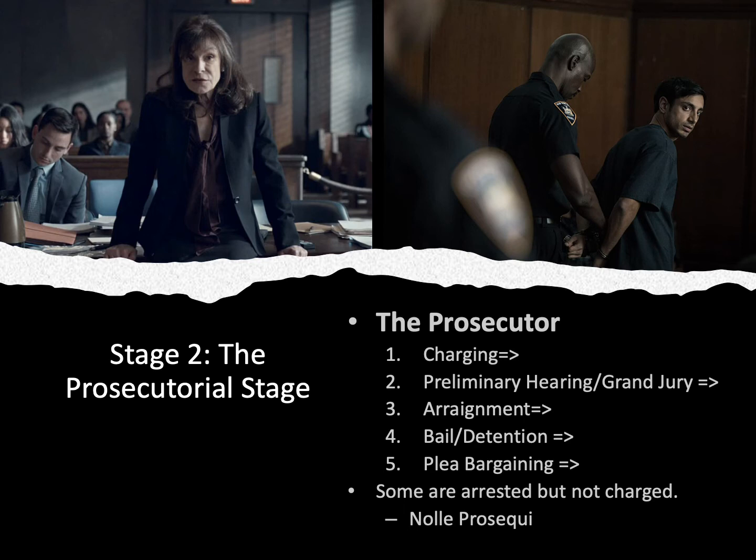If they don't feel that they have enough evidence, they might charge the person with a lower crime, second-degree homicide or manslaughter. Now, keep in mind at the bottom there, it says that many people are arrested, but they're not charged. And that's because the prosecutor has discretion about whether or not they want to, based on the evidence, charge an individual with a crime.